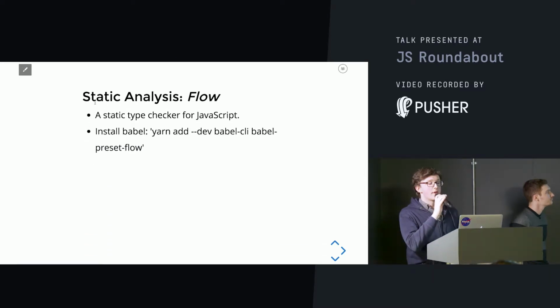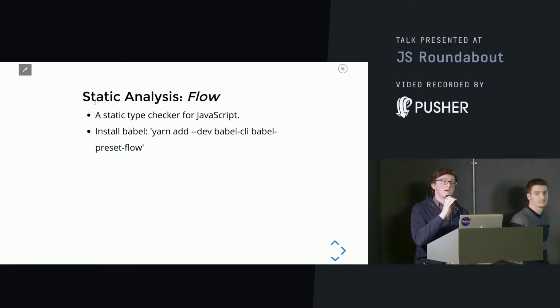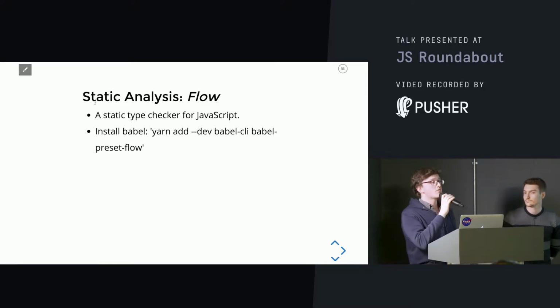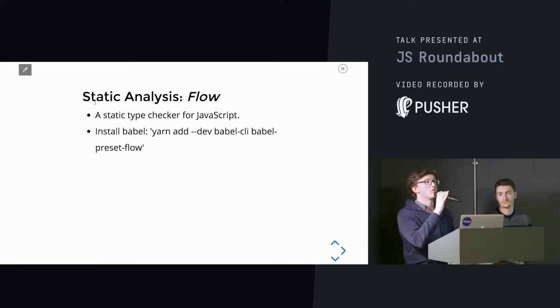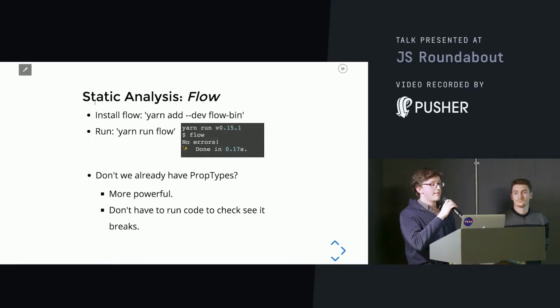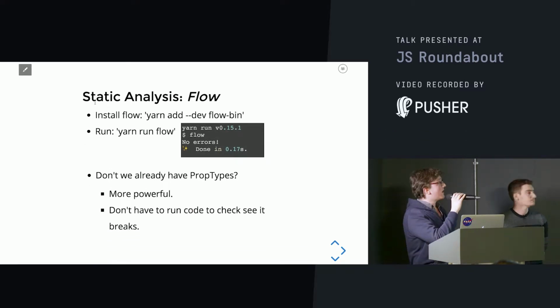For Flow, where we're applying types to JavaScript, it's a static type checker for JavaScript. You have to run your code through Babel first to make sure that you remove these types before runtime. And then you can just add it with a yarn dependency, run Flow, and you can see the code passes.